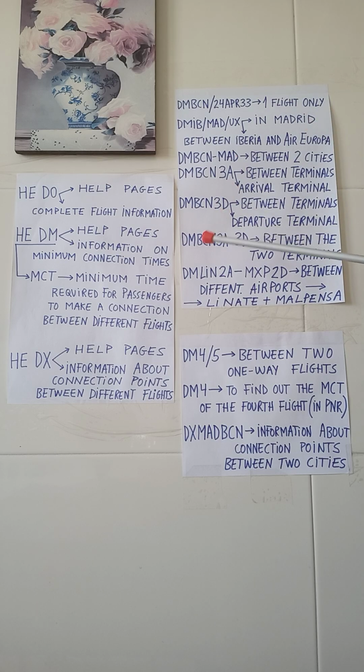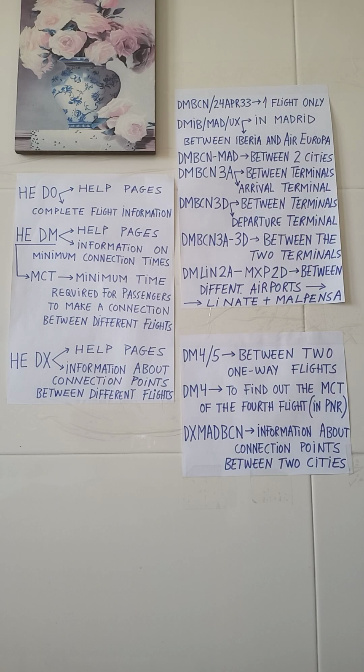Another transaction. The DMBCN3A-3D is used to perform the search for the minimum connection times that apply between two specific terminals. In this case, we ask the Amadeus system to provide us with this information between terminals 3A and 3D of Barcelona Airport.